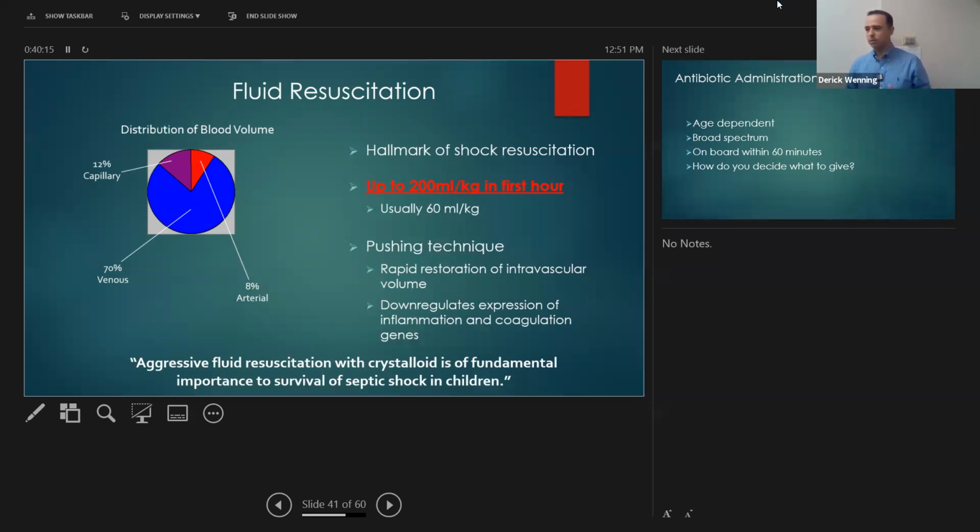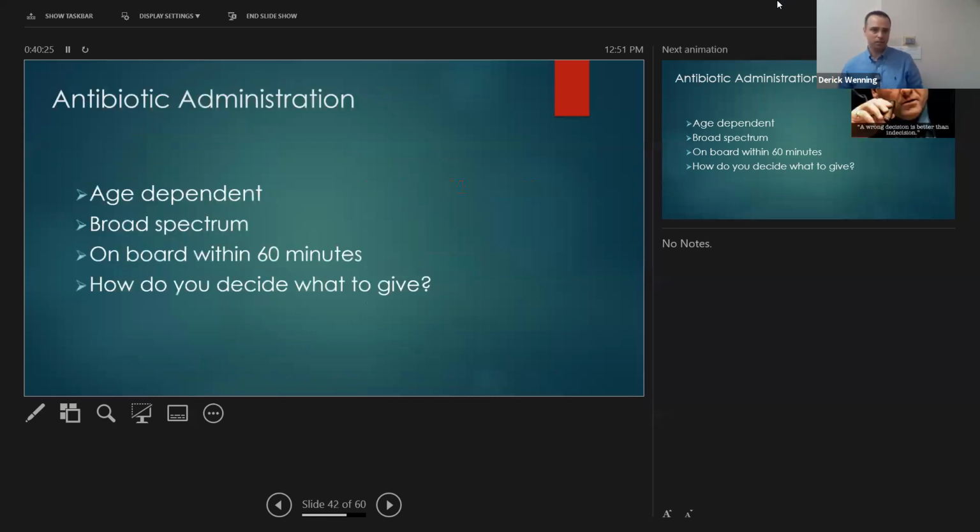Aggressive volume resuscitation, I'm telling you, is really the one thing that's going to improve your survival the most. Antibiotic administration is a very close second, though, and we'll talk about that in a little bit. So antibiotic administration: age-dependent, broad-spectrum antibiotics. Your first choice is really going to be the big choice. You're going to tailor therapy once you figure out what in the world is going on.